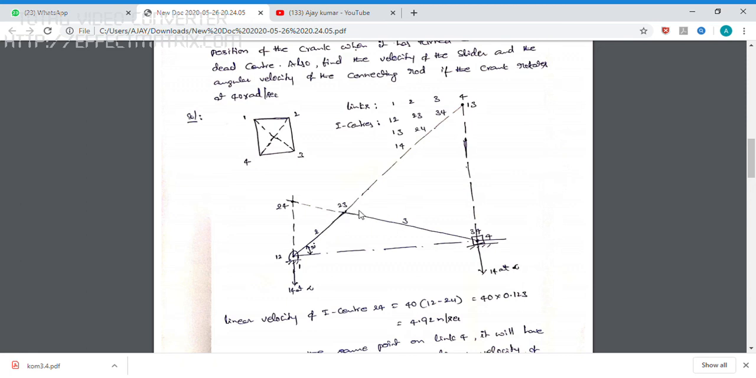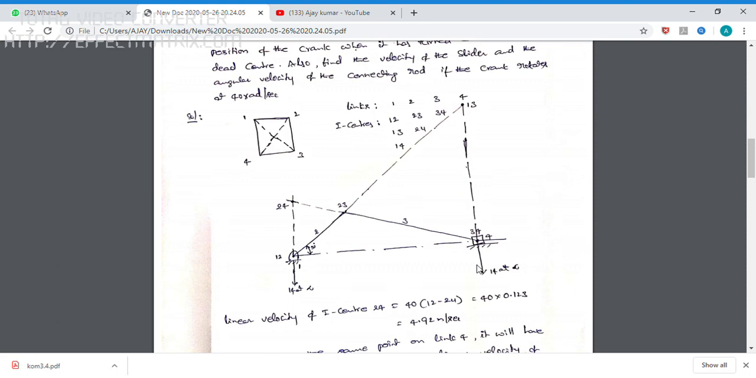Sorry, one more instantaneous center. Link 3, the connecting rod, is pivoted with the slider at this particular point. This is also definitely one of the permanent instantaneous centers. Is it right? So this is another one. In total, how many instantaneous centers have we identified? 4 instantaneous centers. What are those 4? 1 2, 2 3, 3 4 and 1 4.